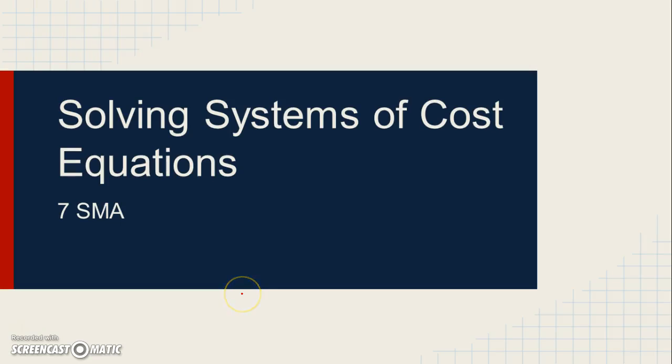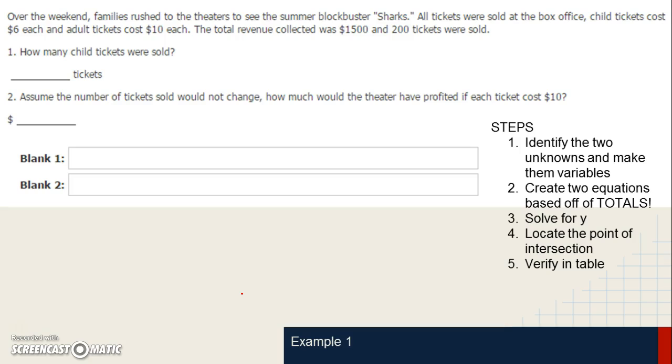So we're solving systems of cost equations. Over the weekend, families rushed to the theaters to see the summer blockbuster Sharks. All tickets were sold at the box office. Child tickets cost $6 each. Adult tickets cost $10 each. Total revenue collected was $1,500, and 200 tickets were sold. How many child tickets were sold?